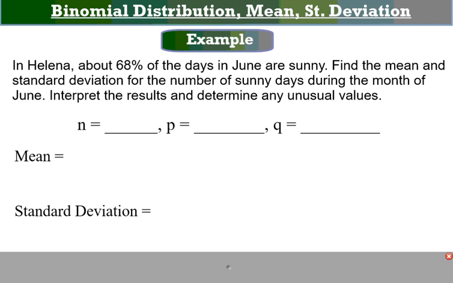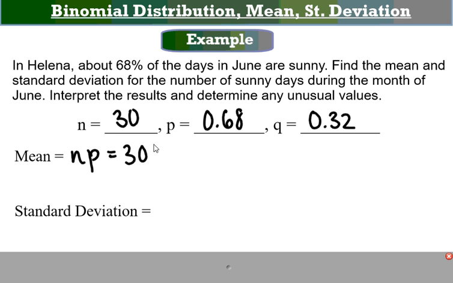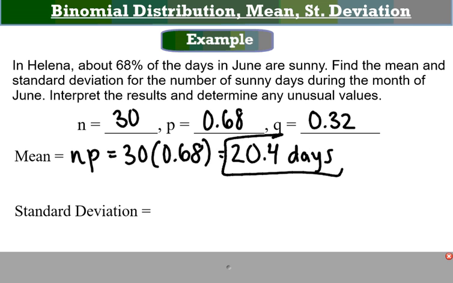n is equal to how many trials we're running. Well, in June there are 30 days, so it would be 30. The probability of any day being sunny is a 68% chance, which means there's a 32% chance of failure, or not being sunny. The mean is going to be n times p, 30 times 0.68. Grab a calculator, type that in, and I get 20.4 days. So an average June is going to have about 20.4 sunny days.